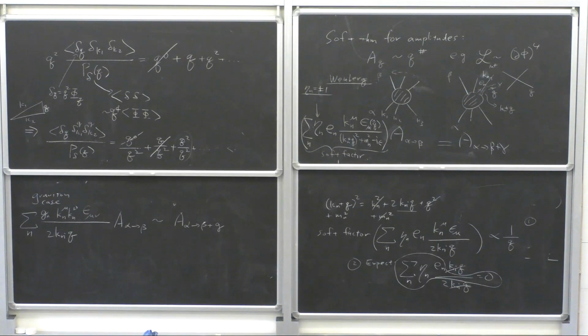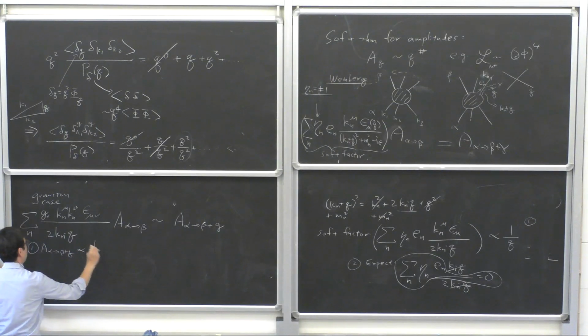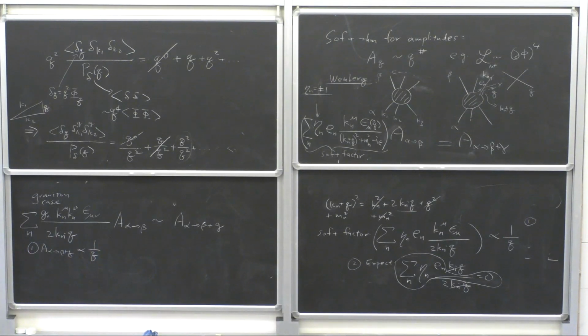And then we run the same argument. So once again, the point number 1 is this amplitude, just like the photon case, has a soft divergence of 1 over q. That is still true. And then the second observation is what Weinberg famously pointed out now.